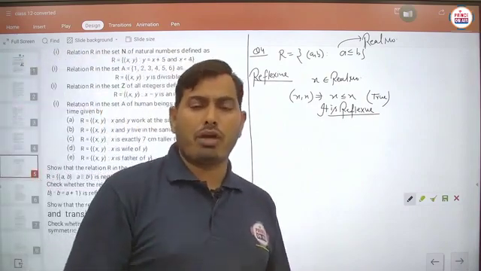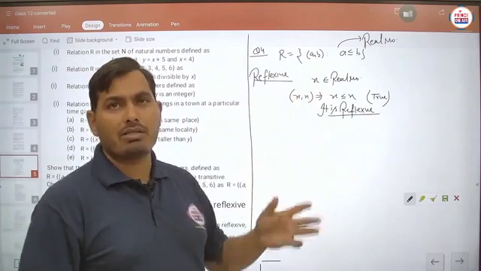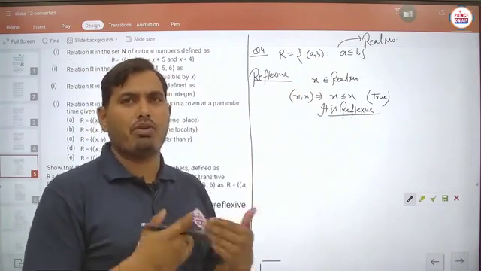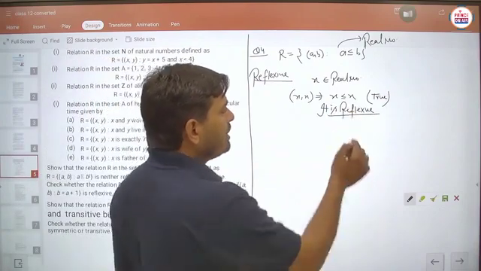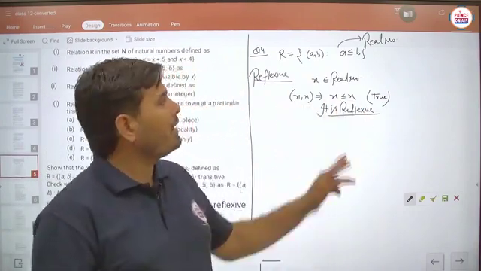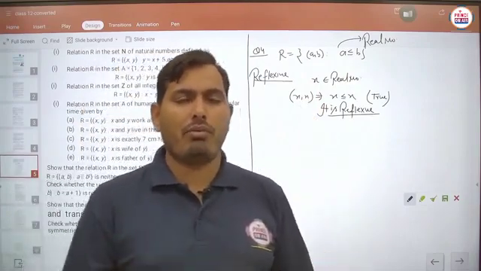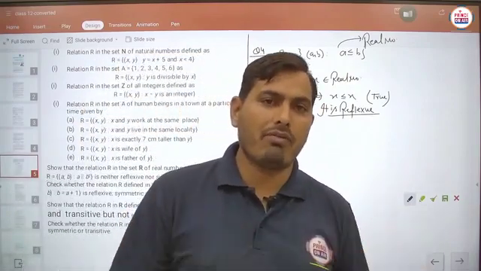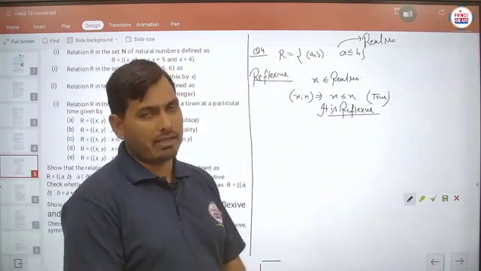For reflexive, we have to check for all the real numbers, so we take this single x, which represents any real number. Whichever real number you take, the equal to sign is given, and no square or cubic part is there. So any real number will always be equal to itself. That's why we say that it is always reflexive. Is that clear?